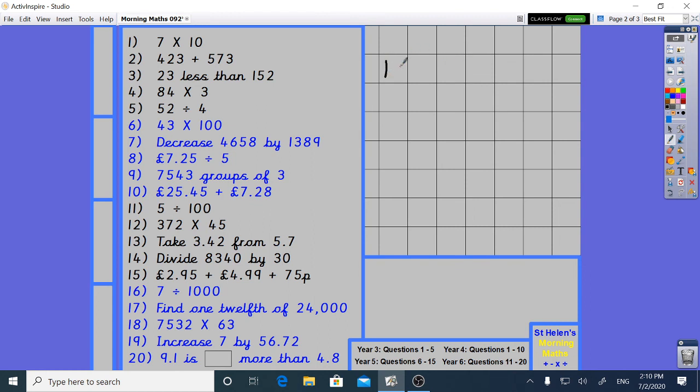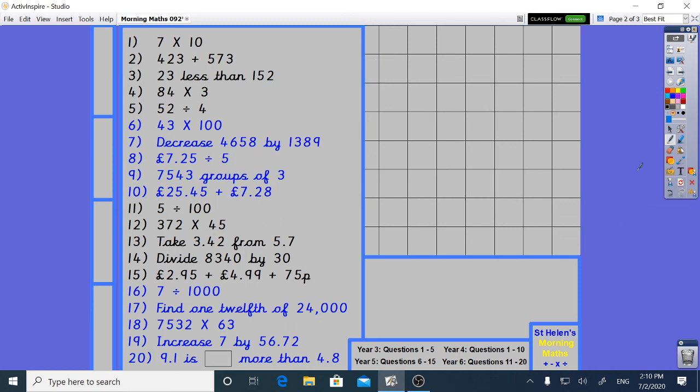And we're on question 19. Increase 7 by 56.72. I can see the answer, maybe you can. It's 63.72. If you line it up in column method, you would line it up like this. Increase means plus, by the way. Make sure you know increase means plus. The decimal places aren't changing here. That just becomes 63.72 for number 19. And we're on question 20.